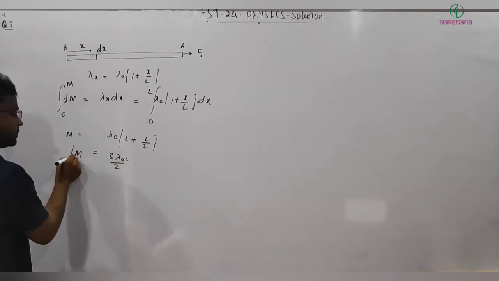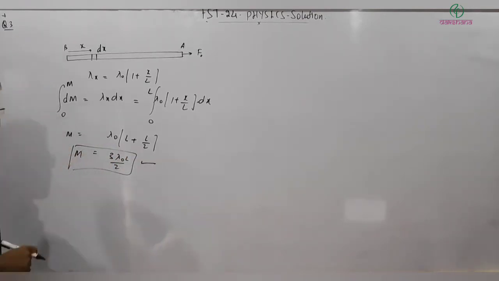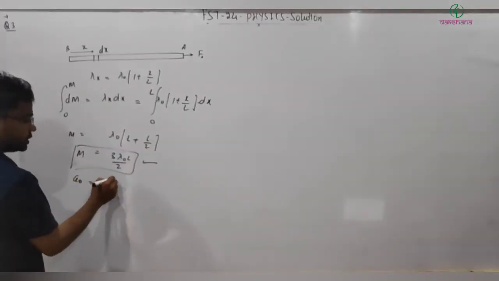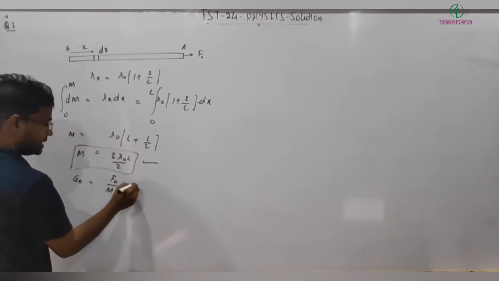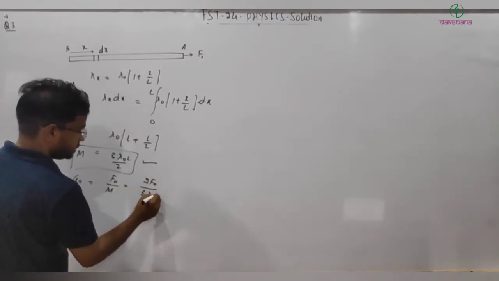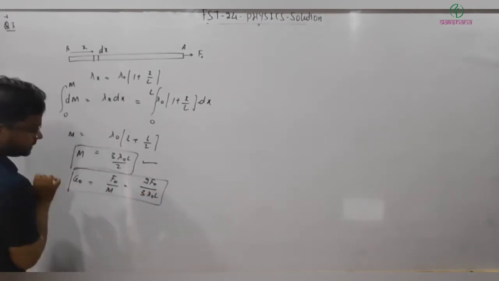That is the mass. And if I got the mass, I know the force, then acceleration a naught is equal to what? Force divided by mass, and that is coming out to be 2 F naught divided by 3 lambda naught into L. This is the acceleration.